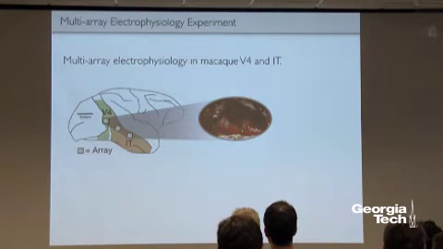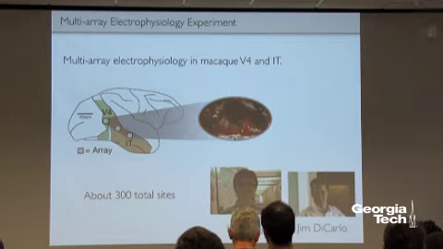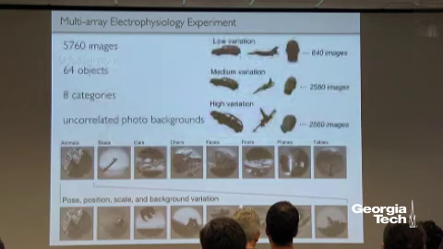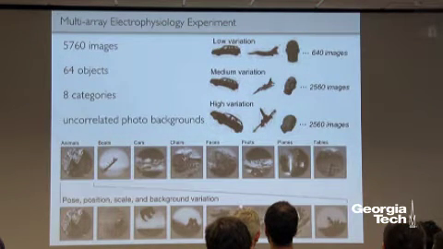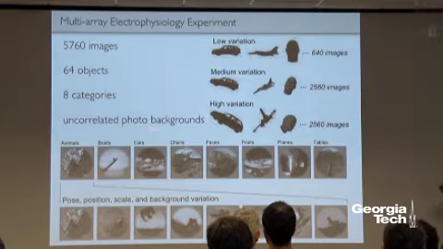Now, to make that concrete, I'm going to tell you a little bit about a multi-array electrophysiology experiment in macaque. This was done in collaboration with Ha Hong and Jim DiCarlo and Jim's group at MIT. What was done was implanting multi-array electrode arrays into V4 and IT, toward the top of the ventral visual stream, with a couple of hundred sites collected. With that setup, responses to about 6,000 images were recorded. The images were constructed by taking 64 three-dimensional objects, in 8 categories, and putting them on uncorrelated photographic backgrounds at 3 levels of variation.